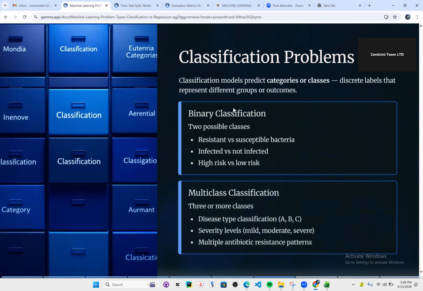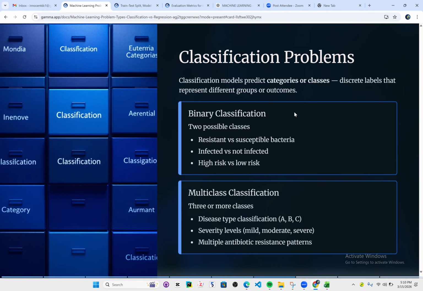And for a classification-based model, I think that already explains itself immediately. Here we're trying to predict categories or classes, discrete labels that represent different groups or outcomes. It could be two possible classes, say resistant versus susceptible, infected versus not infected, high risk versus low risk. Or it could be multi-classification where we have three or more classes, like disease type A, B, C, severity, and all of that. Okay, that is very, very important for us to understand.